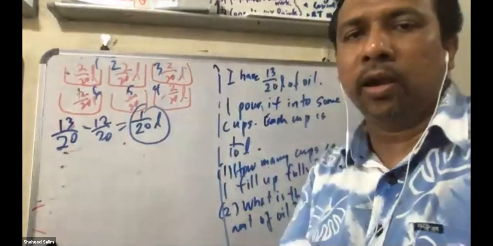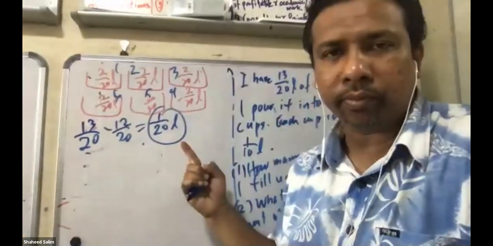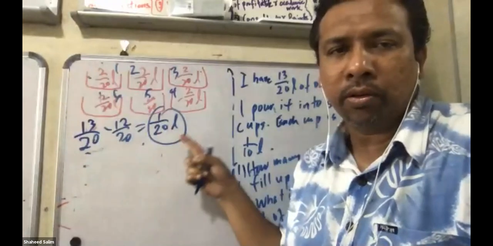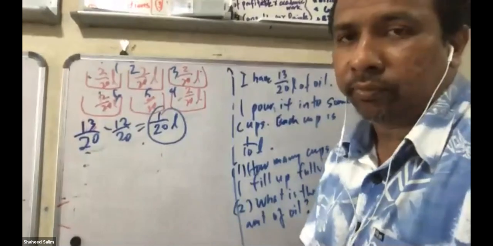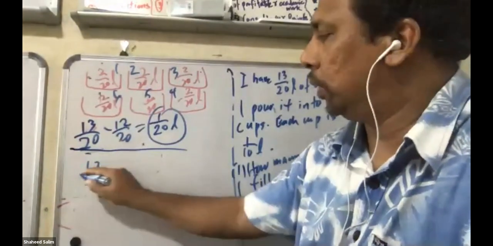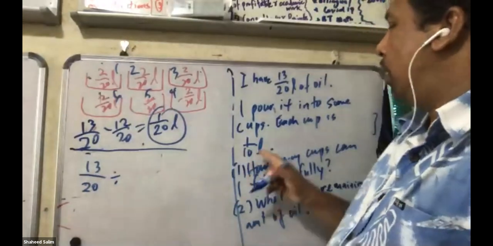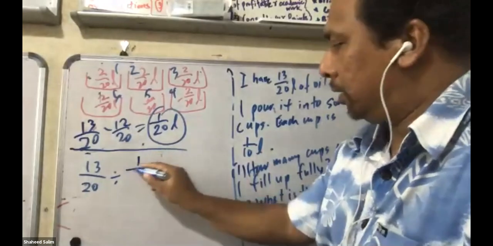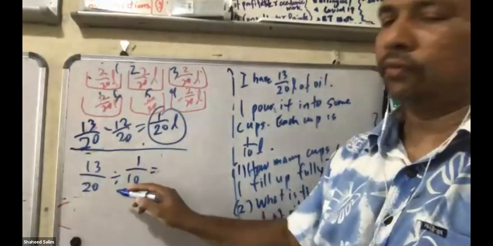How to do it by the formula method, I will show you now. But first, you must understand the concept. Do you understand this now? Zahin, do you understand? So I show you by formula, very simple. You take the total amount of oil, 13/20, divided by 1 cup, which is 1/10. Do this first and tell me what the answer is.